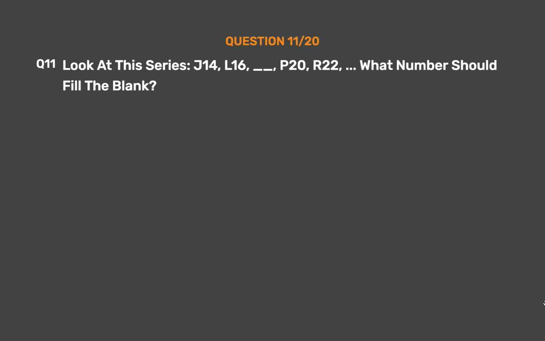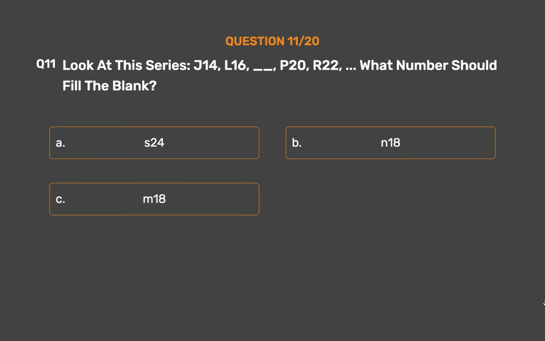Question number 11. Look at this series, J14, L16, underscore, P20, R22. What number should fill the blank? Option A, S24. Option B, N18. Option C, M18. Option D, T24.